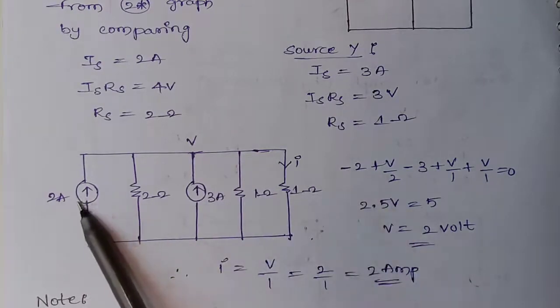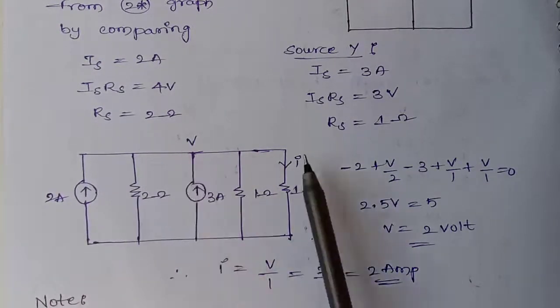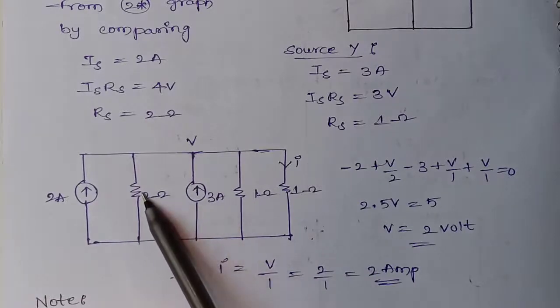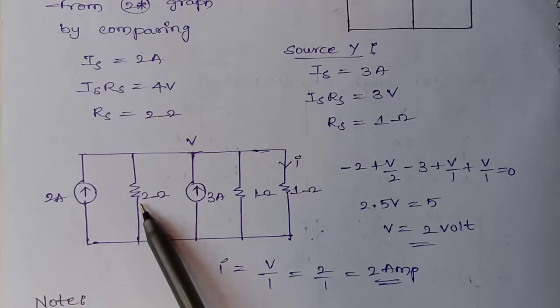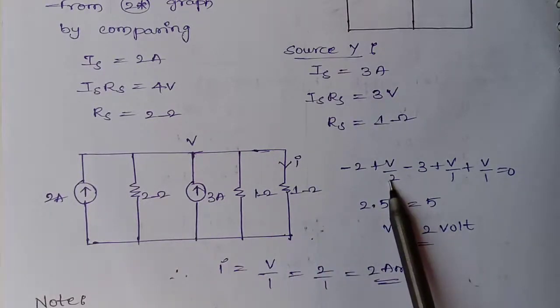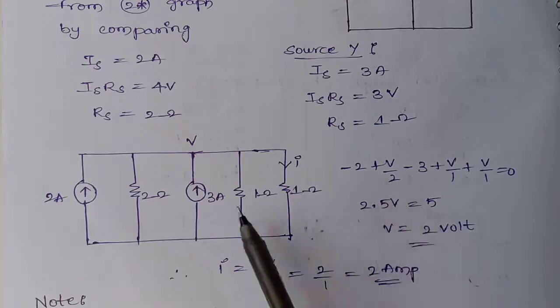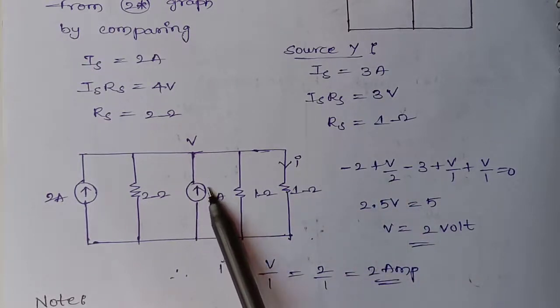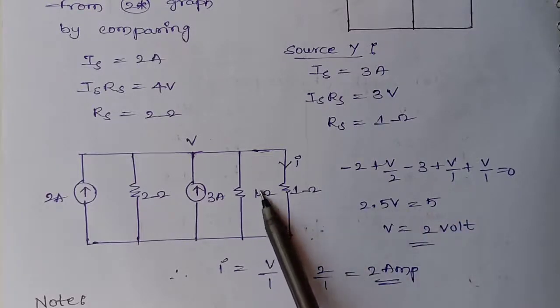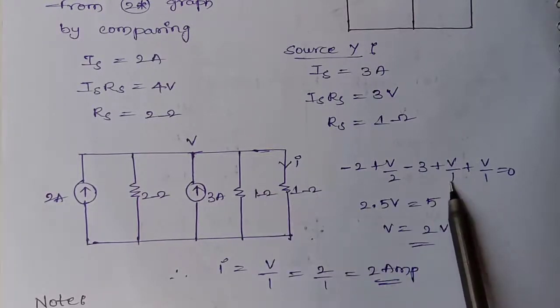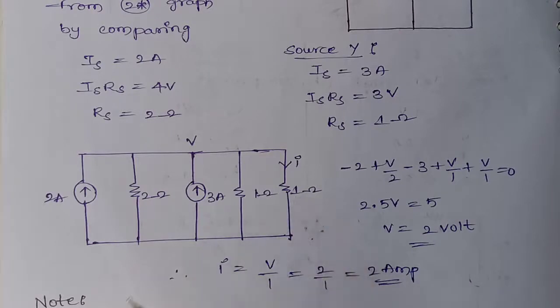-2, because this current is entering into this node, and the voltage is nothing but V at this particular node. So the current through this 2 ohm resistance will become V by 2, so plus V by 2. The current -3 is entering into this node, that will become -3, and the current through this 1 ohm resistor will become V by 1.